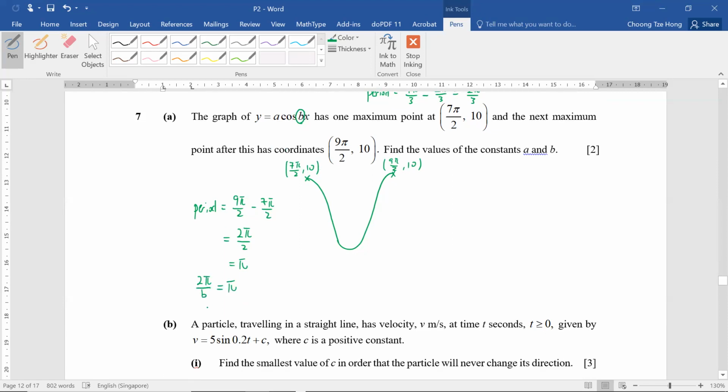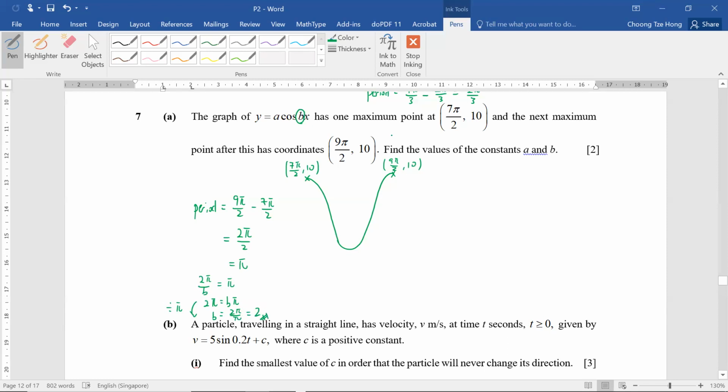So b is going to be equal to, we just swap places, or if you want to do one extra step, we will just cross multiply first. So 2 pi over b equals pi. So 2 pi will be equal to b pi. Then we'll divide by pi on both sides. So b will be equal to 2 pi over pi, which will be equal to 2. So the value of b is 2.